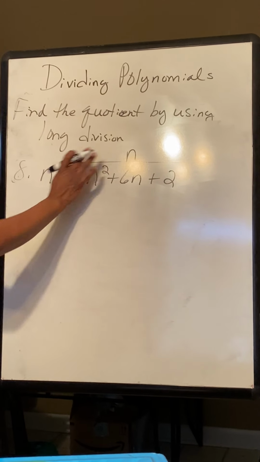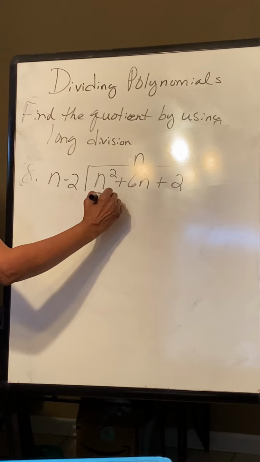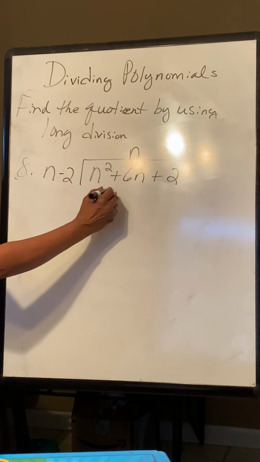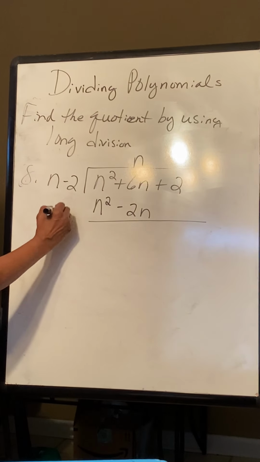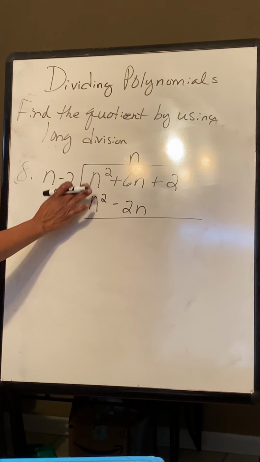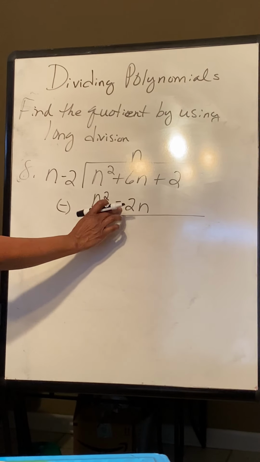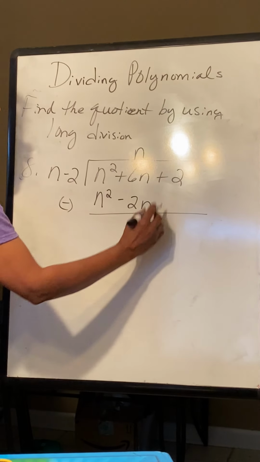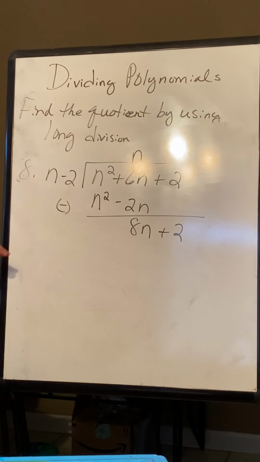Multiply what you have in your quotient times your entire divisor. N times n gives me n squared. N times a negative 2 gives me a negative 2n. After I multiply, I subtract. Again, any number minus itself is 0. 6n minus a negative 2n is 8n. Bring down your next term. Start the process over again.